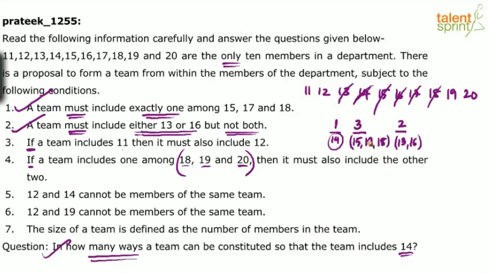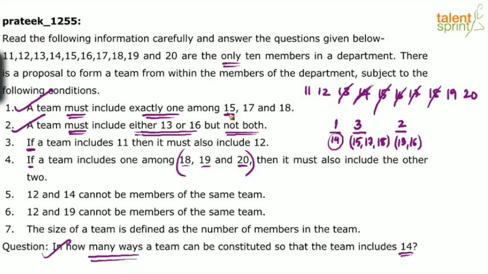What was the second step? That we can choose the second position in three ways, either 15 or 17 or 18. The first point actually said a team must include exactly one among 15 or 17 or 18. Now understand, connect the first and the fourth conditions. What happens? We want exactly one out of 15 or 17 or 18, and there are three ways: either 15 or 17 or 18.